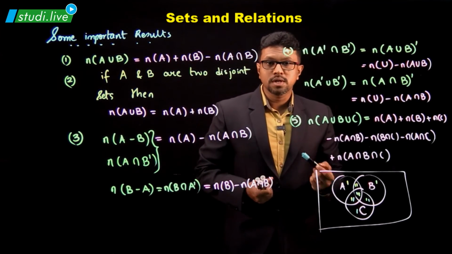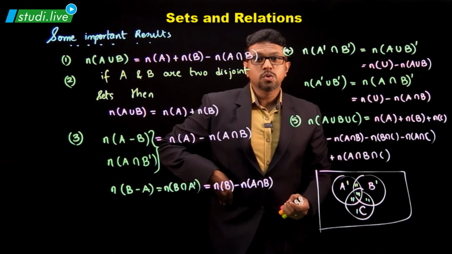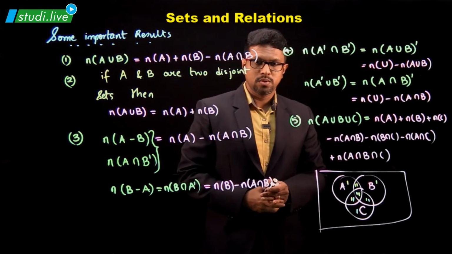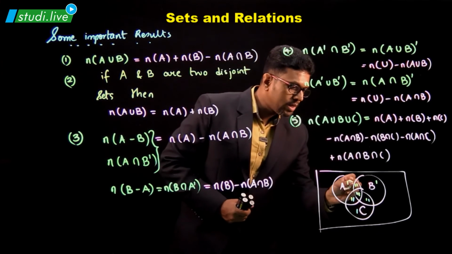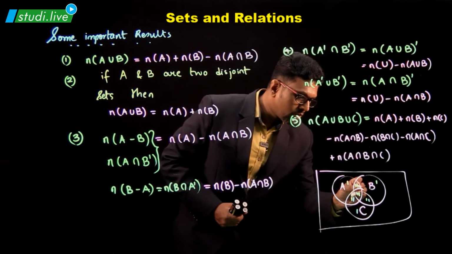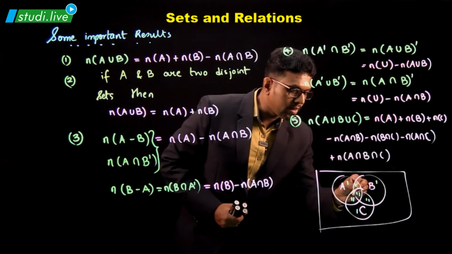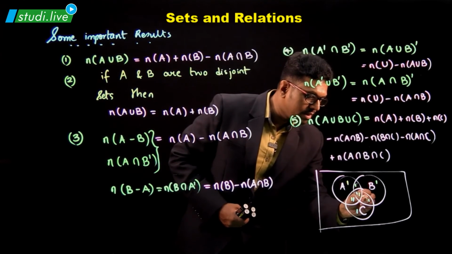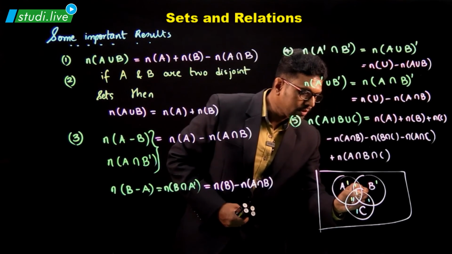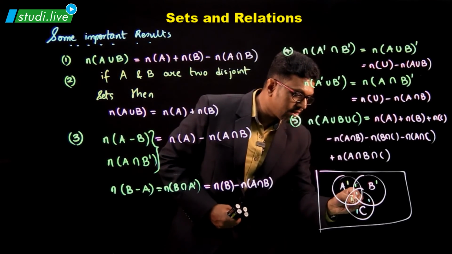Now, if you observe, there are some elements which are getting counted more than once. So we will have to subtract them. We find n of A intersection B and subtract it, that is, we subtract the common elements of A and B. Next, we subtract the common elements of B and C. Now, we subtract the common elements of A and C.